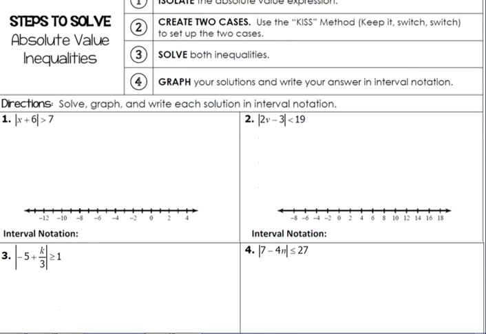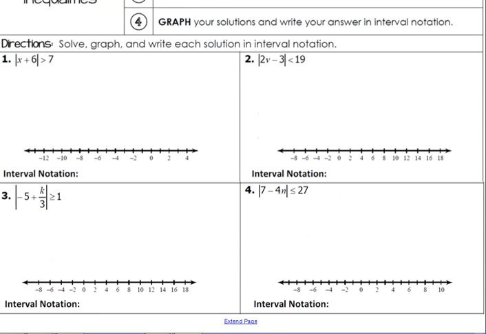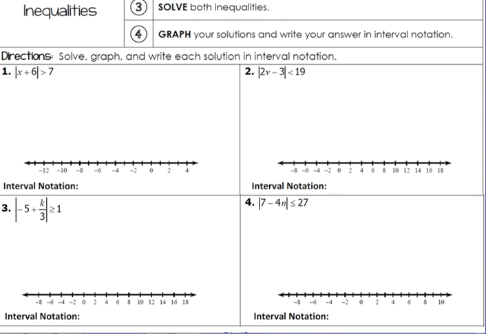So let's look at an example here, okay? The absolute value of x plus 6 is greater than 7. I probably want to start writing it down now, okay? The absolute value of x plus 6 is greater than 7. It's already isolated, so just like with our equations, it's already isolated. We don't need to do anything.